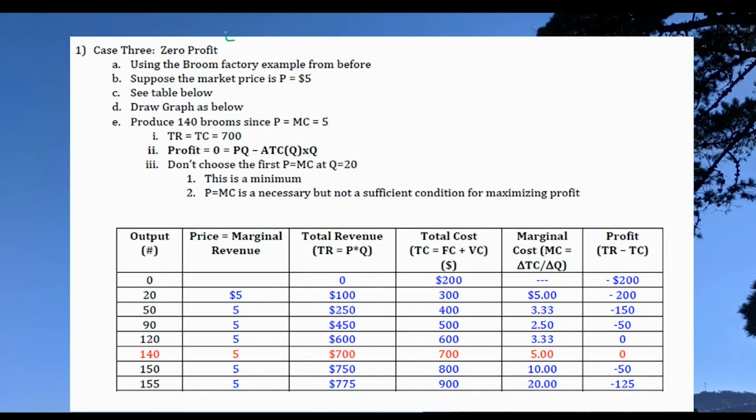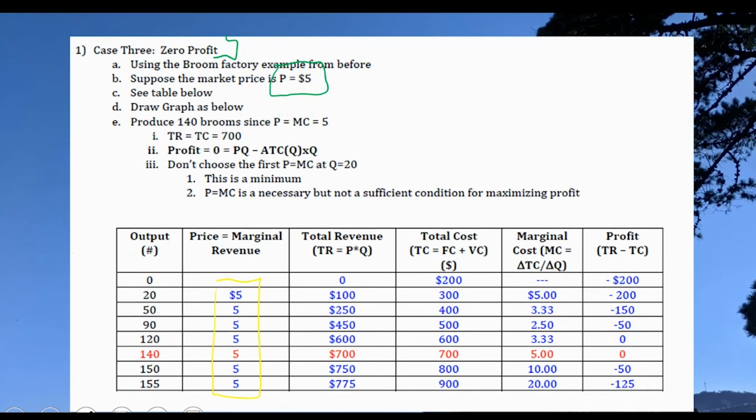Okay, case 3, zero profit. Now we're just duplicating what we've done before, but I've changed the price again, and now the price is going to be set at $5 rather than 3.33 or 10, which were the previous two examples. Okay, now price is equal to marginal revenue. That's going to be equal to this $5 as before.